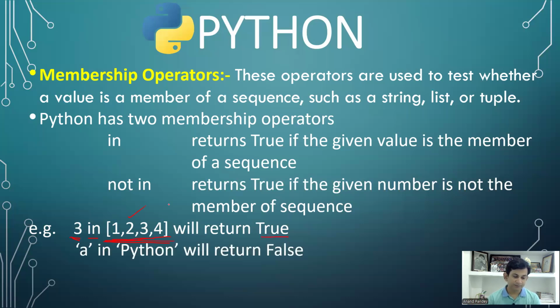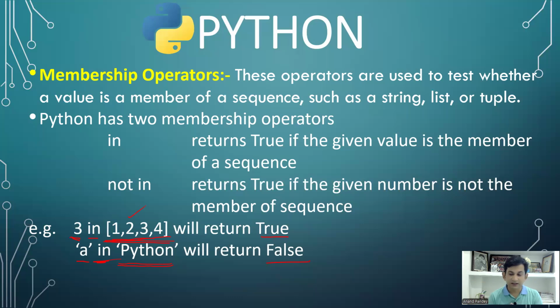Next is another example I've taken with a string. You can see it's a string, and we're checking whether the letter A is in this string or not. The letter A is not in the string, so in this case the in operator will return false, because A is not in the string Python. So these are the two membership operators. The names say it: they check for the membership of a value in a sequence. Sequence means a string, list, or tuple.